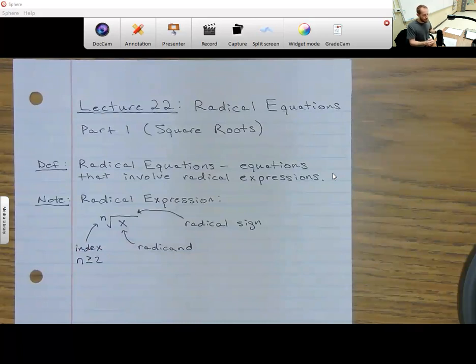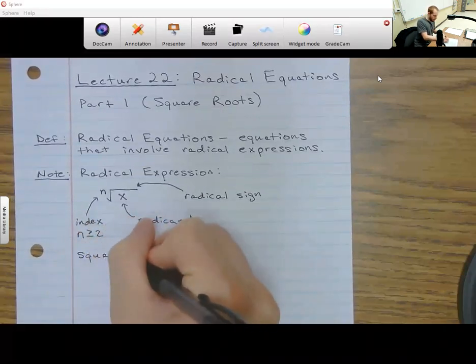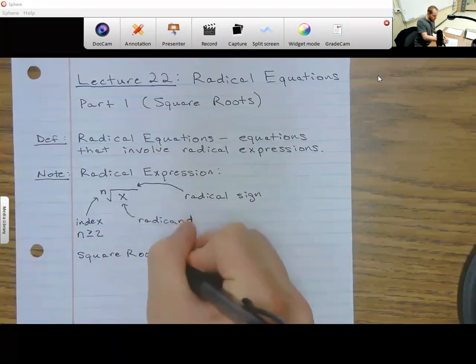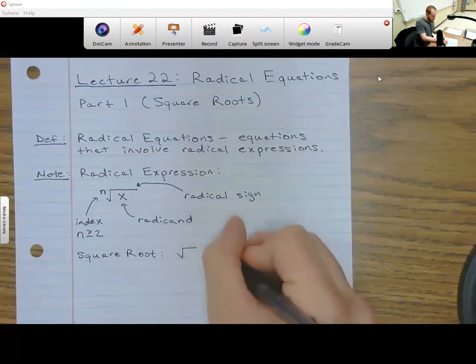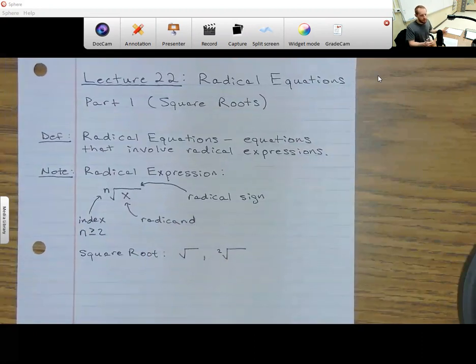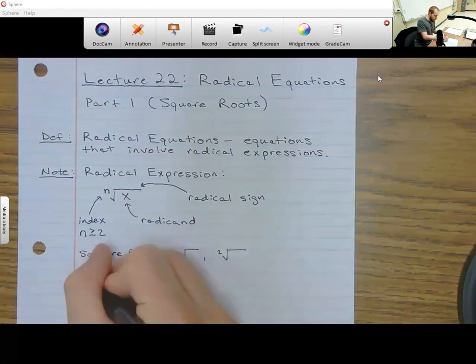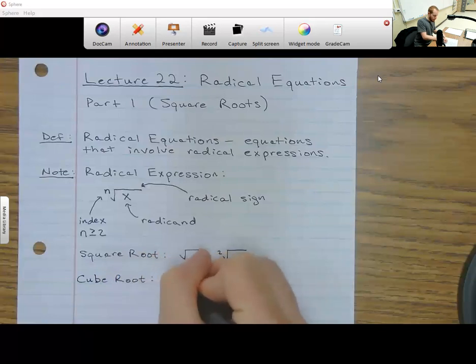We'll look at some different indexes and what they're used for, but typically, when you have a square root, it's going to look like this. You can have something like that, or something like this. This is also a square root. Square roots are always going to have an index of 2, okay? But a cube root is going to have an index of 3. So a cube root looks exactly the same, but with an index of 3.